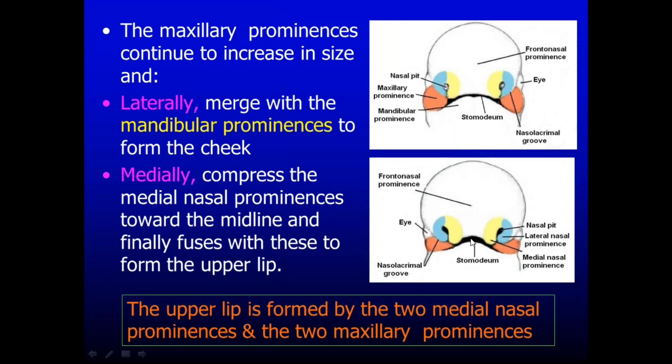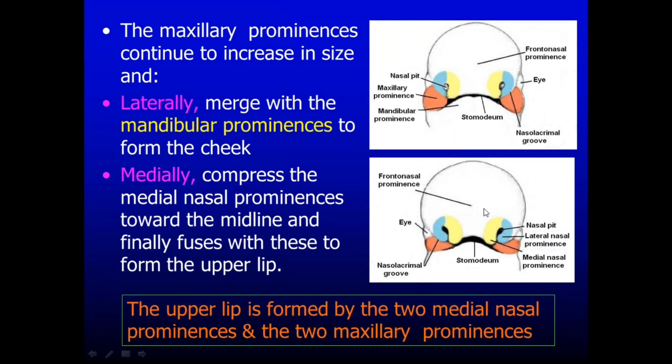They will fuse to form the upper lip. So the upper lip is formed by the two medial nasal prominences and two maxillary prominences. The eyes or the optic placodes were lying laterally. As the frontonasal prominence area becomes narrower, the nasal pits come closer to each other, and the eyes shift to their original position.